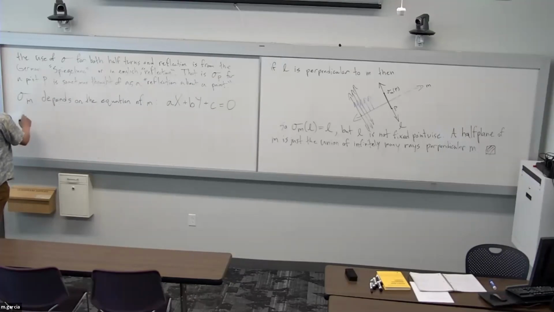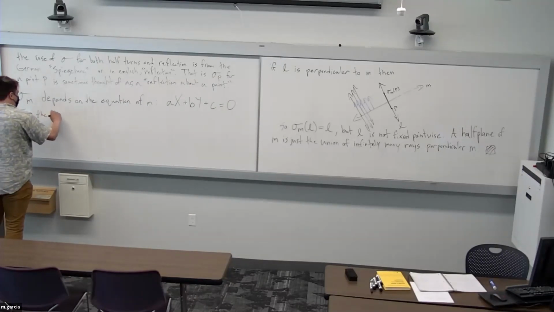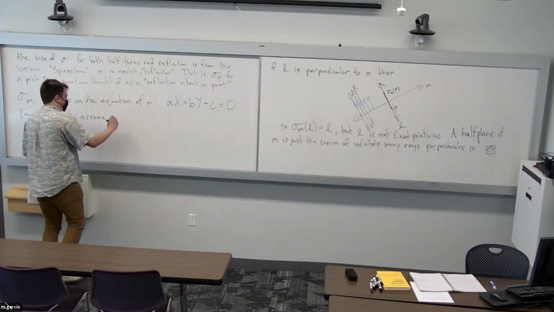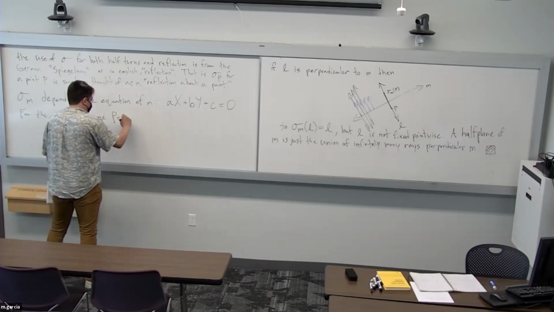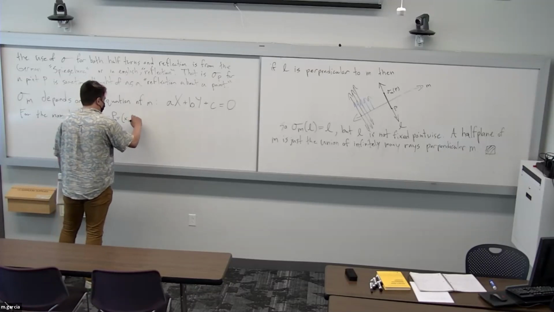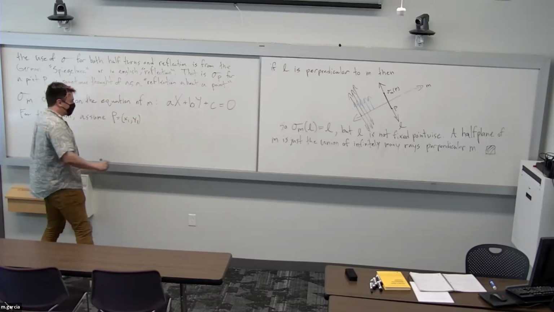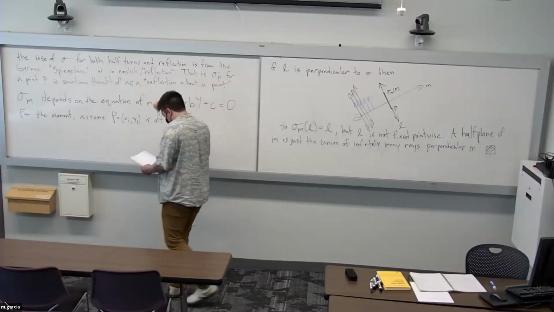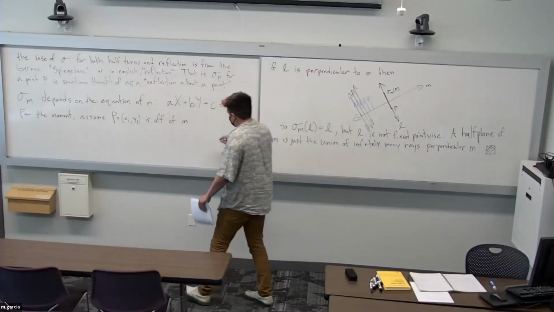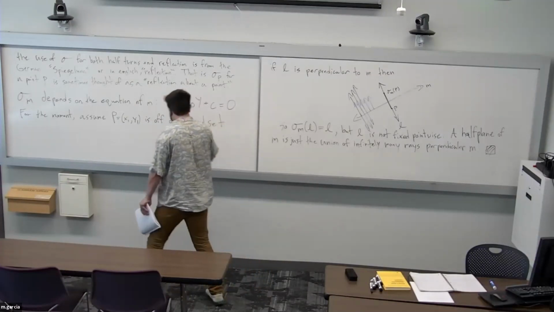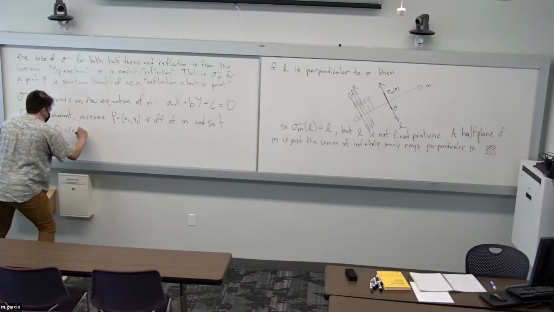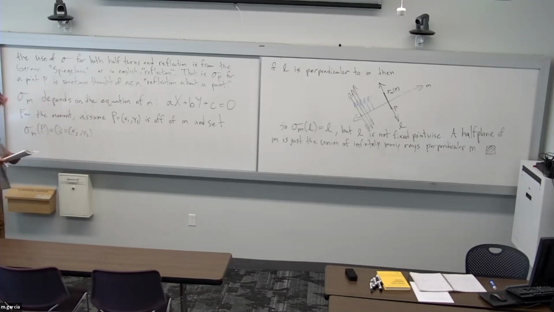So, for the moment, assume P, which we'll give coordinates x1, y1, is off of M. And set sigma sub m of P equal to Q, which we'll call x2, y2.